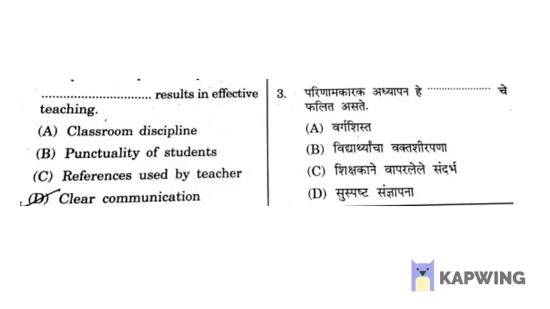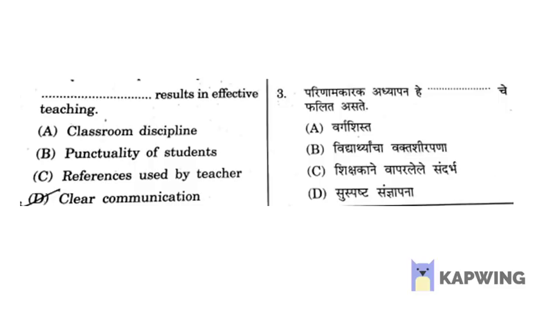Dash dash dash is a result of effective teaching. Now options were A, classroom discipline, B, punctuality of student, C, reference used by teacher, and D, clear communication. A and B are anyway eliminated because they don't look like very good options. Among options C and D, it is the clear communication of the teacher that matters, like clarity of thoughts and all. So that way it should not be confusing. So the correct option here is D, clear communication.